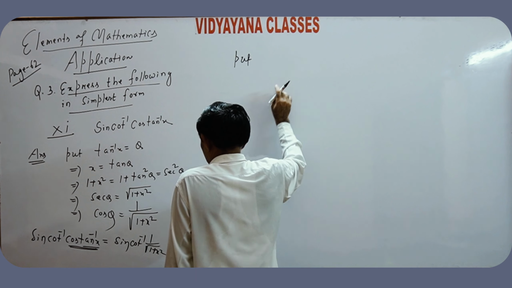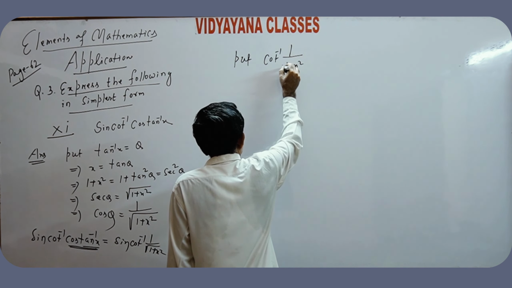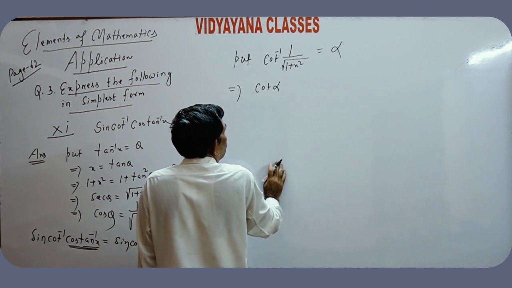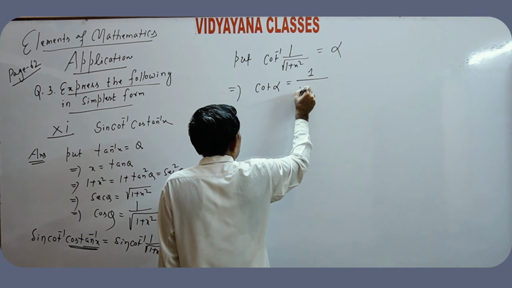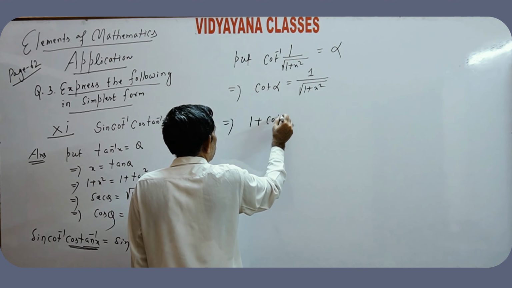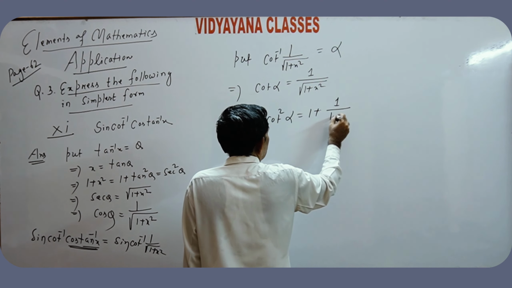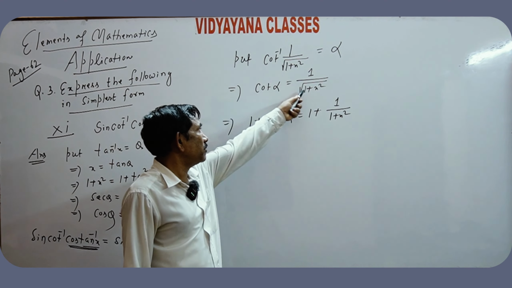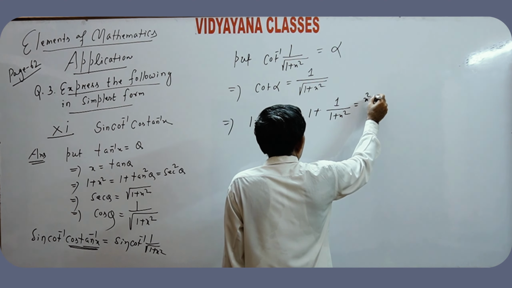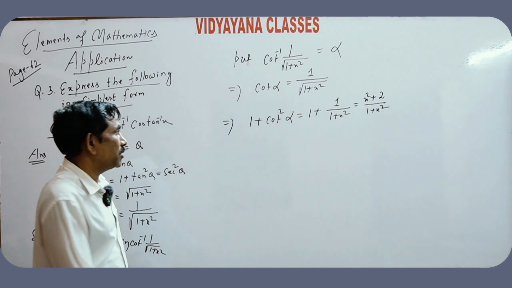Put cot inverse 1 divided by square root of 1 plus x square equal to alpha, which implies cot alpha is equal to 1 divided by square root of 1 plus x square. Then 1 plus cot square alpha is 1 plus 1 divided by 1 plus x square, which is the same as x square plus 2 divided by 1 plus x square. 1 plus cot square alpha is equal to cosec square alpha.